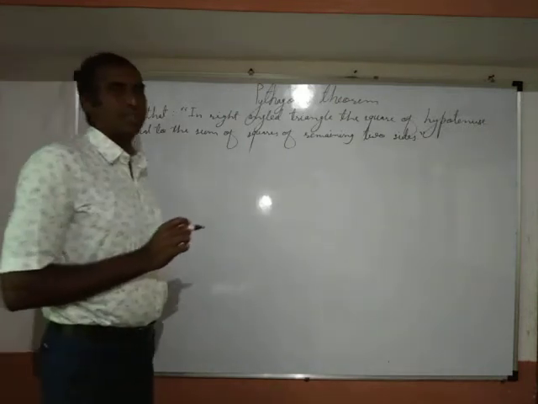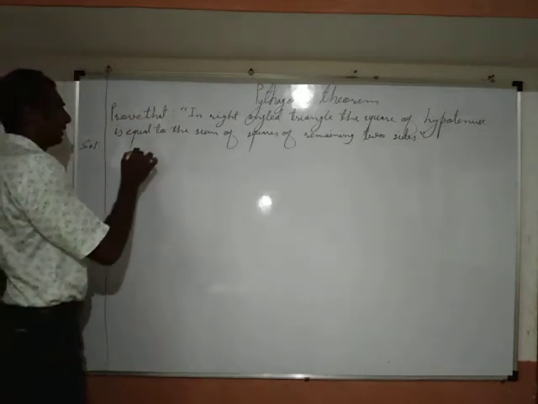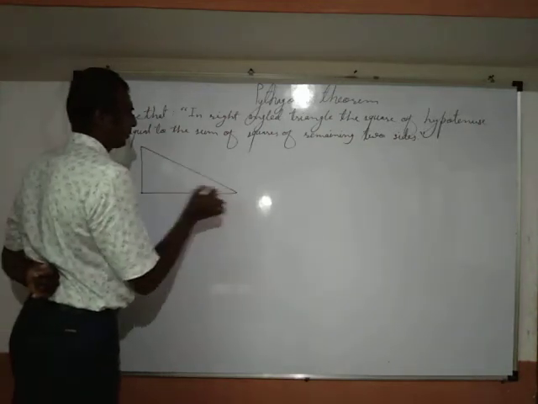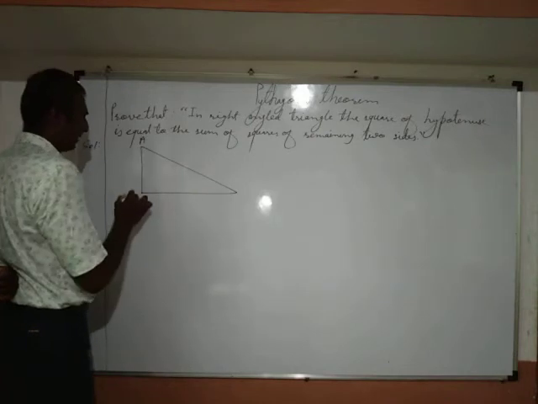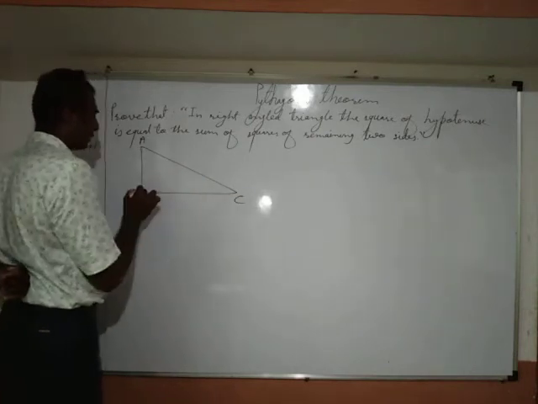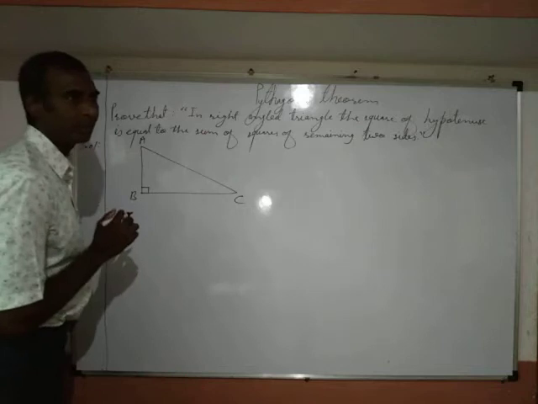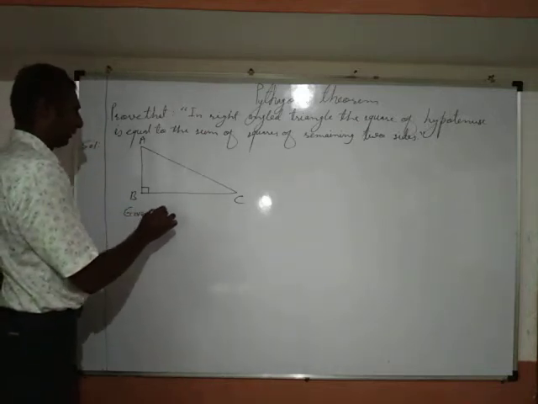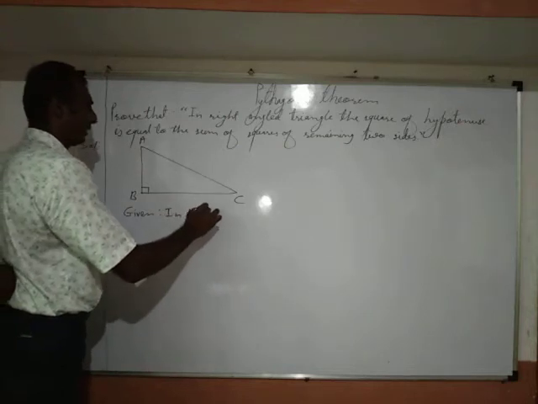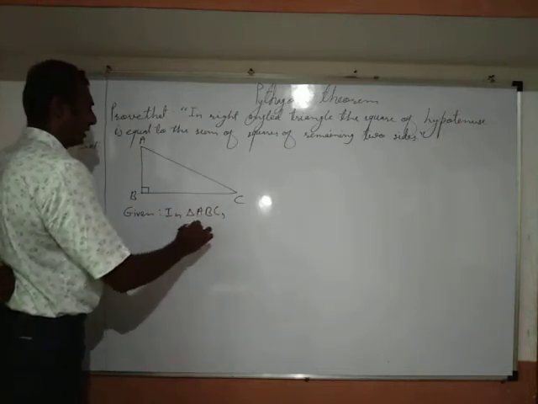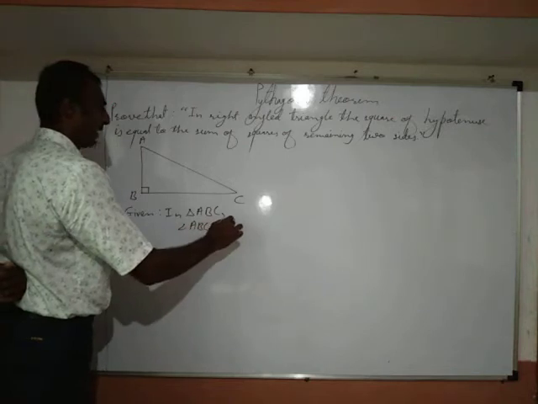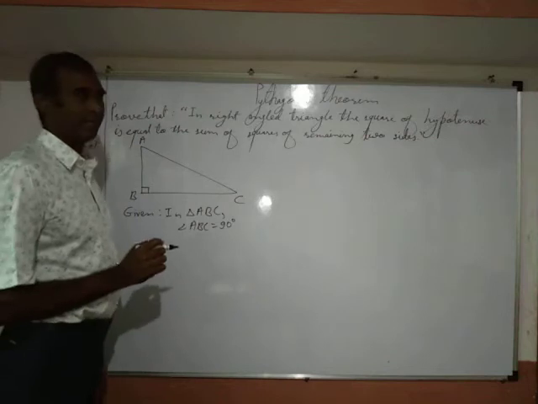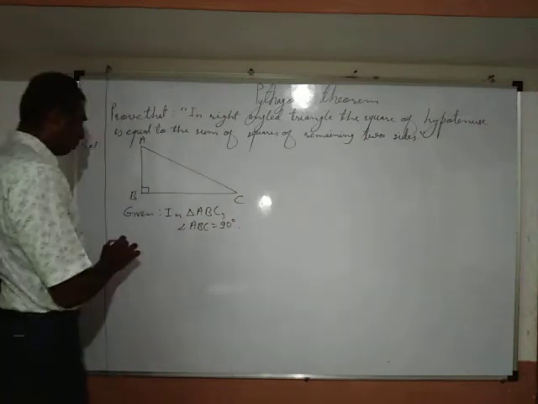As per the situation, we need a right angle triangle. Let us suppose triangle ABC is right angled at vertex B. Let's mention this in given. In triangle ABC, angle ABC equals 90 degrees, which means triangle ABC is a right angled triangle. Then what to prove?